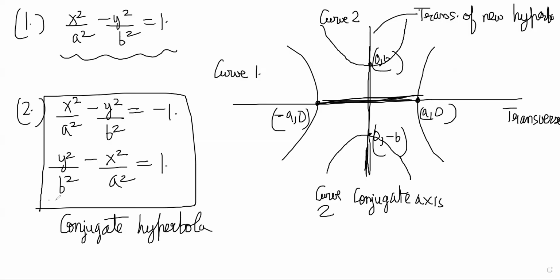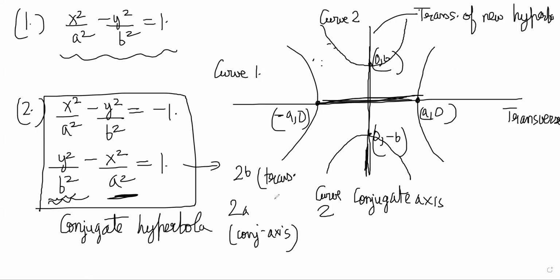Here the y-axis is taking the place of the transverse axis and the x-axis is taking the place of the conjugate axis. That's the difference. Both of these hyperbolas can be said to be conjugate to each other, right? Obviously the transverse axis here has length of 2b and 2a is the length of the conjugate axis. So these terms must be familiar to you. You need to understand what is happening here, right?